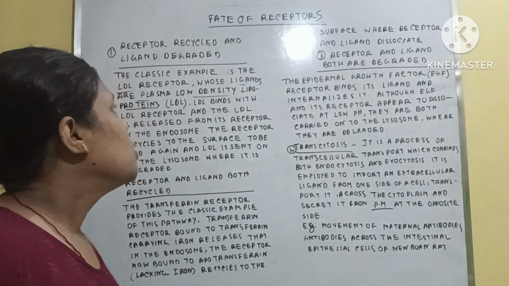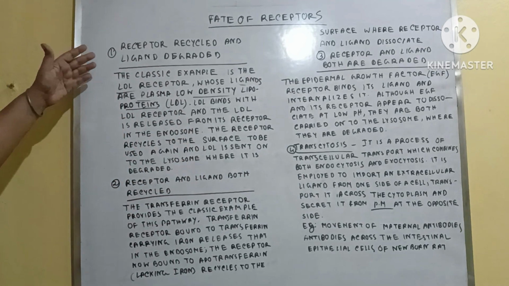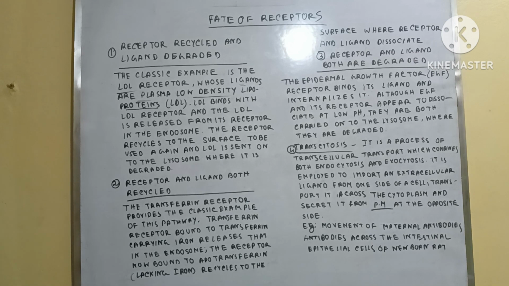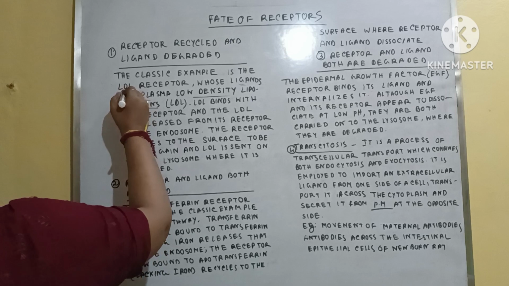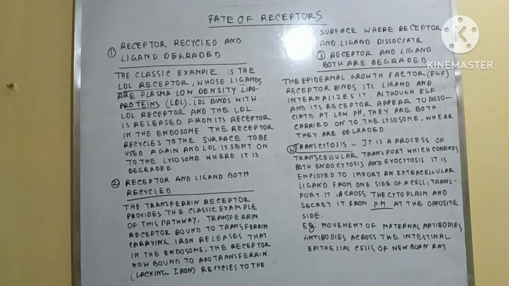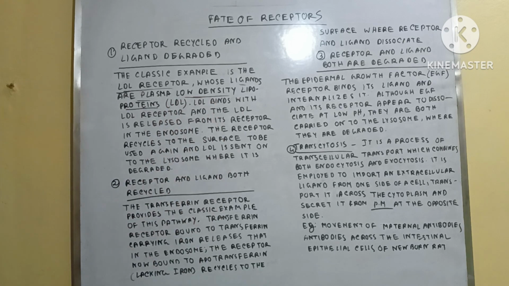Okay, so here let's continue the fate of receptors. Four situations may happen to the receptors and the ligand. So first case, that is the receptor recycled and the ligand degraded, and here I have taken one example, that is the LDL receptor. This LDL receptor, here they have the low density and these are lipoproteins.